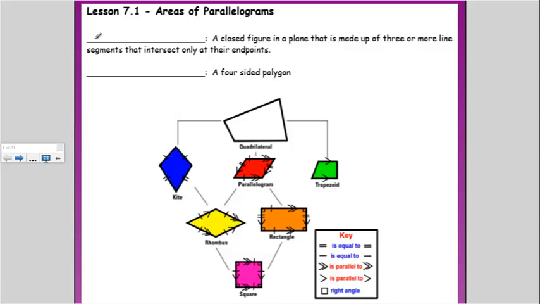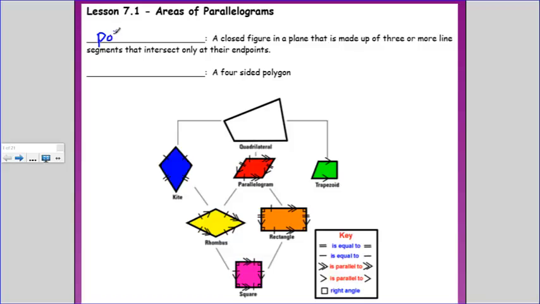So, first of all, a polygon is any closed figure in a plane, which means it's two-dimensional, that's made up of three or more line segments that intersect at their endpoints. So basically, straight-lined shapes. 2D, obviously, as we mentioned a moment ago. So a circle does not classify as a polygon because the sides are curved.